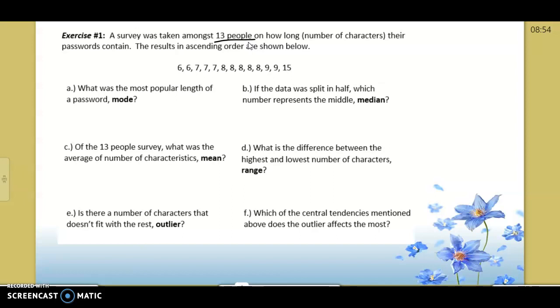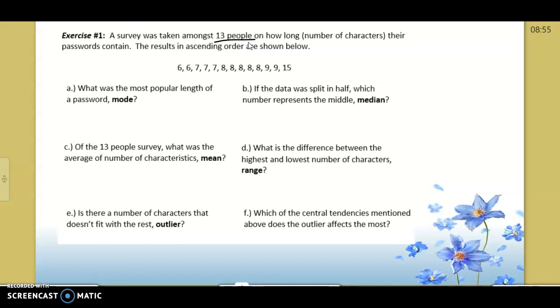So we have passwords of 6 letters or 6 characters, 7 characters, 8 characters, 9 characters, and 15 characters. So that one person really wants to make sure that nobody's going to ever get their password, because obviously the longer that they are, the harder it is to figure them out.